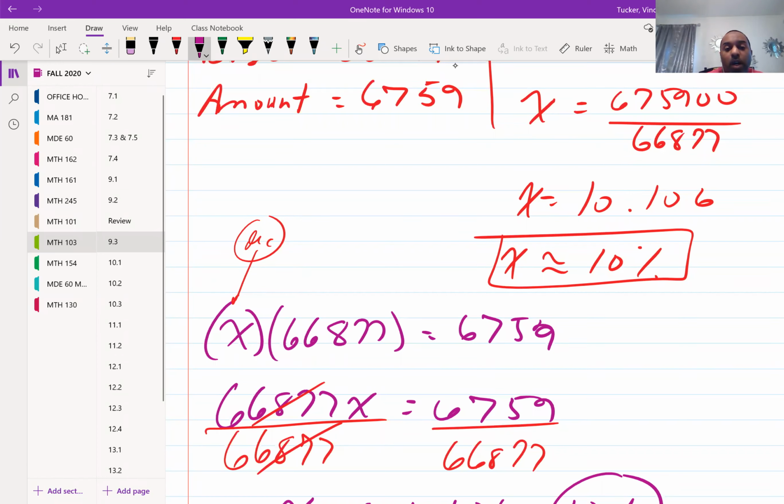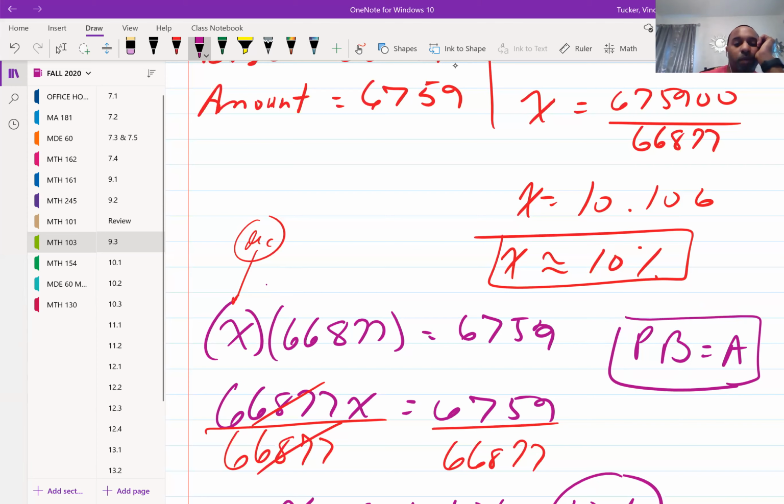So that's going to be X, which is your percent, times the total. It's going to be equal to the amount. So percent of your base is equal to the amount. As always, your percent times your base. Remember it said PBA: percent times your base is equal to the amount. Just emphasizing that one more time. If that helps you remember better, PBA, percent times base equal to amount, or percent times the total is equal to the part.